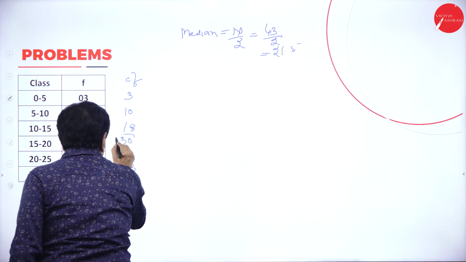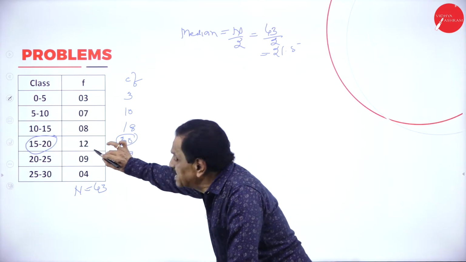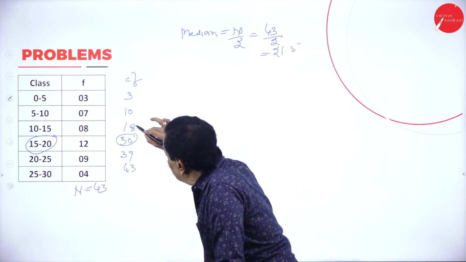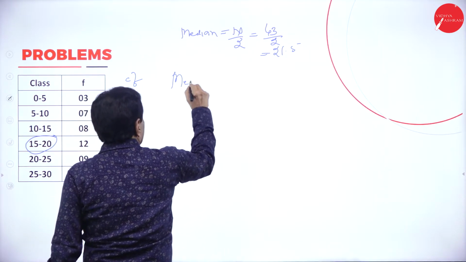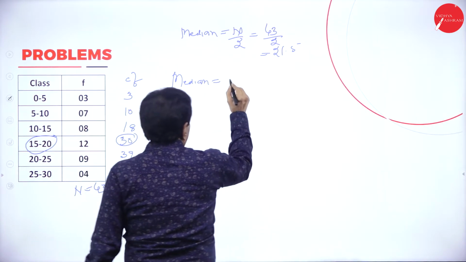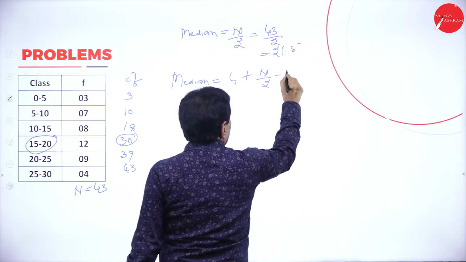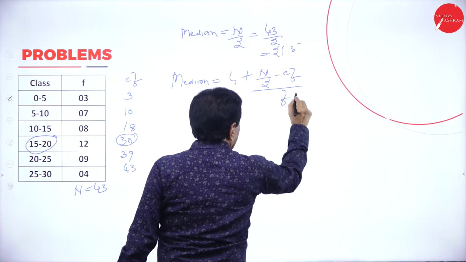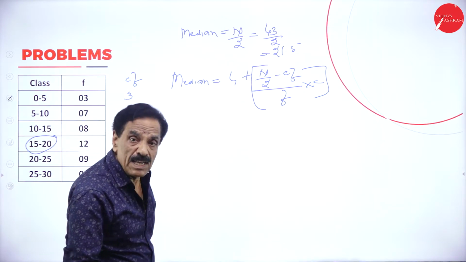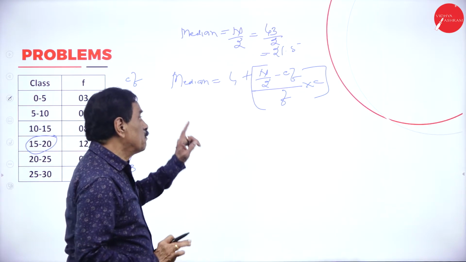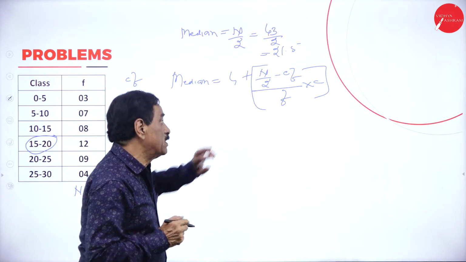21.5 will come under 30. So your class is 15 to 20, consent frequency 12, behind CF is 18. Apply the formula. Median is equal to L1 plus N by 2 minus CF over F into C. What's your formula? Median is equal to L1 plus N by 2 minus CF divided by consent frequency same.